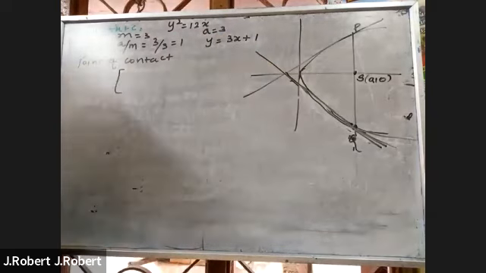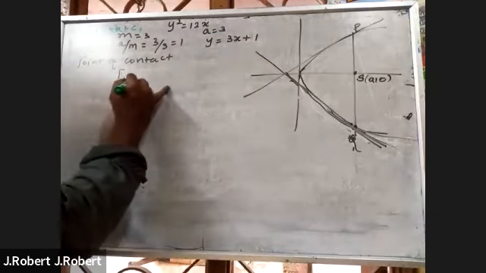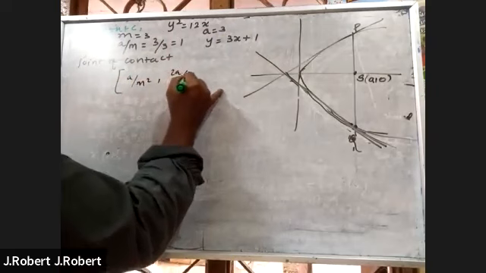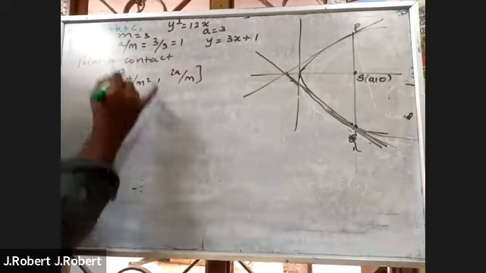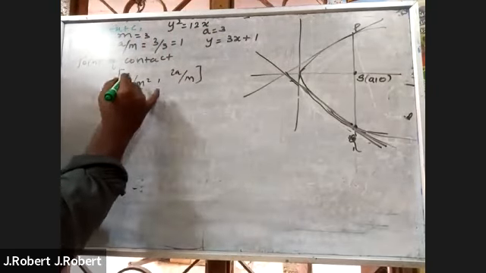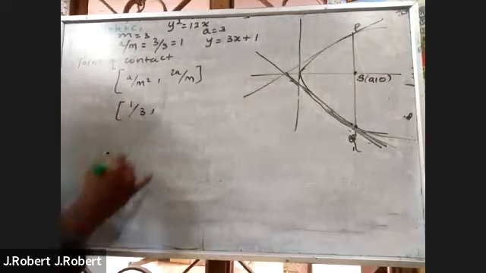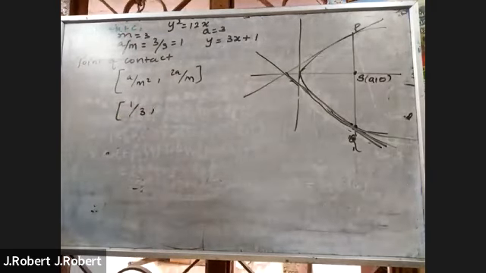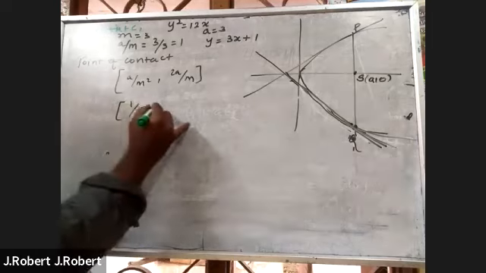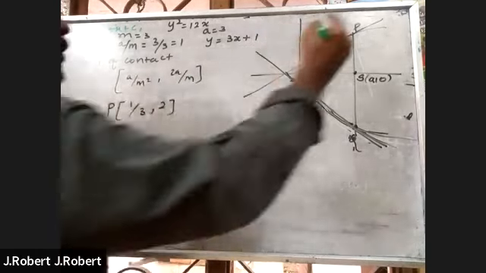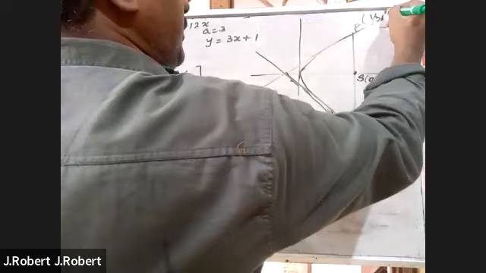The point of contact formula is a by m square, comma 2a by m. So we know the formula, m is 3 and a is 3. 3 divided by 3 square, 9, which is equal to 1 by 3, comma, 2a by m: 2 into 3 is 6, 6 by 3, which is equal to 2. This is called point P. Your point P is 1 by 3, comma 2.